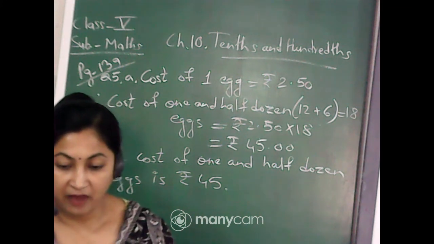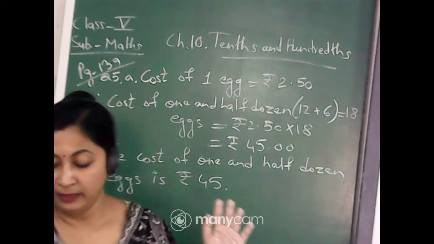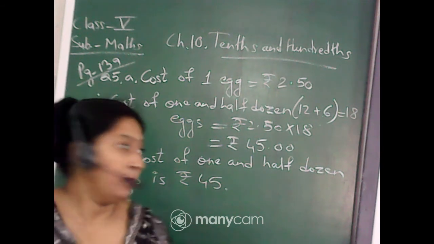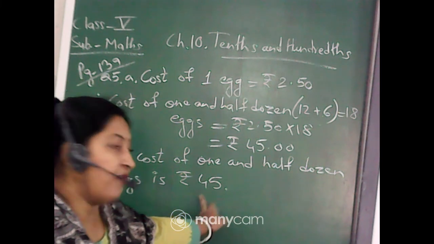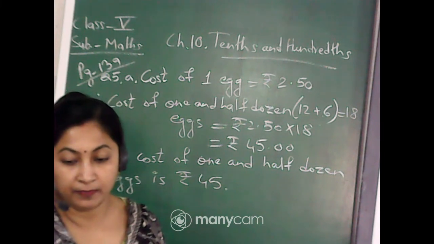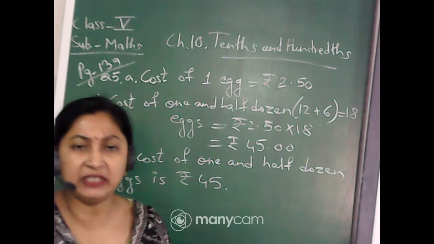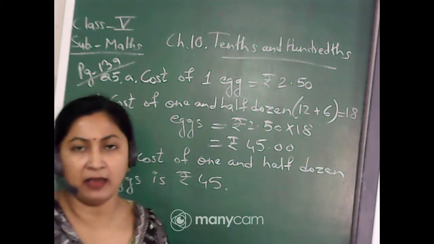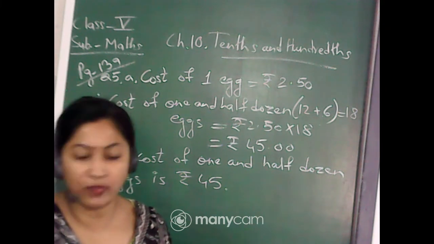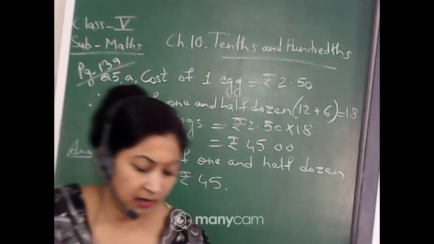First of all, can you tell me, after buying the eggs, what is the money left with Kanan? After buying this 1.5 dozen eggs for rupees 45, what is the money left with him? Why 20 rupees? Mother has given 60 rupees, and 45 rupees is for the eggs. So how much is left? Yes, it is rupees 15, not 20. Rupees 15 is left with Kanan. Okay, write it down.